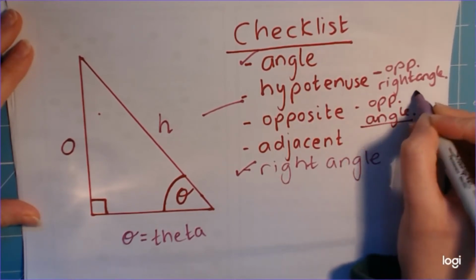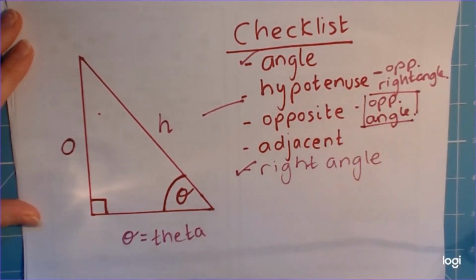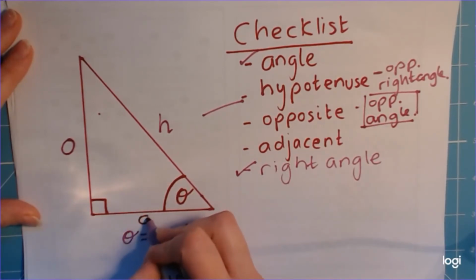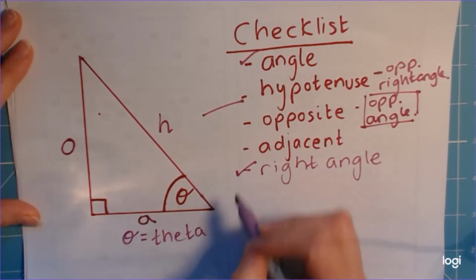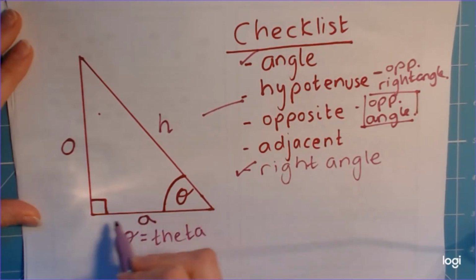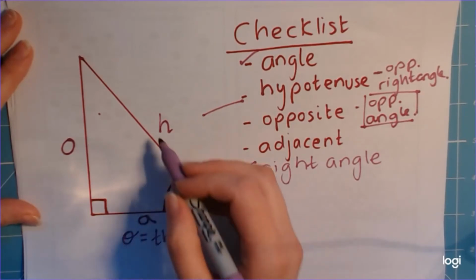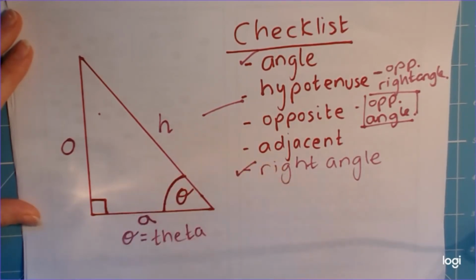That's the really important one, because the last one, the adjacent, is quite nice because it's just the last side, okay? So it's the adjacent. And adjacent means next to. It means next to, and it is next to our angle. Now, the hypotenuse is also next to our angle, but it's already been labelled as the hypotenuse.